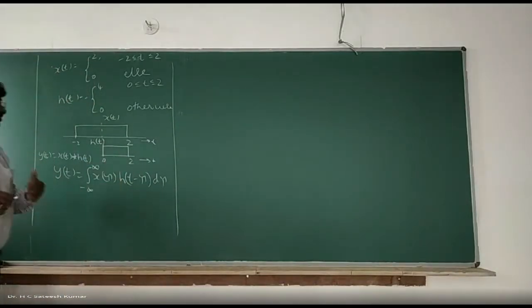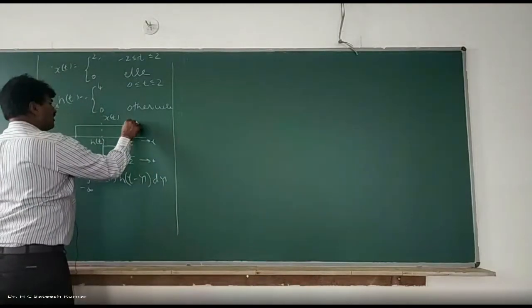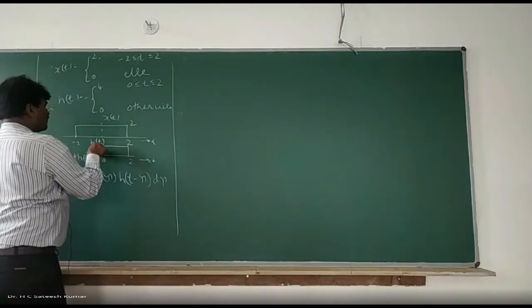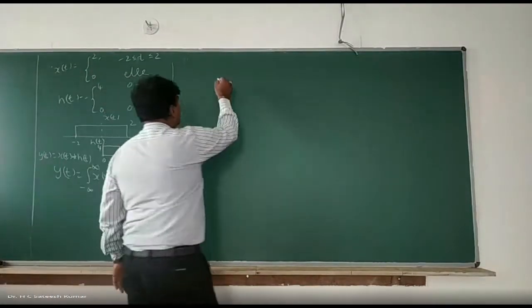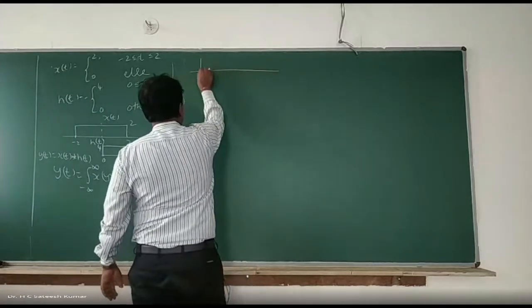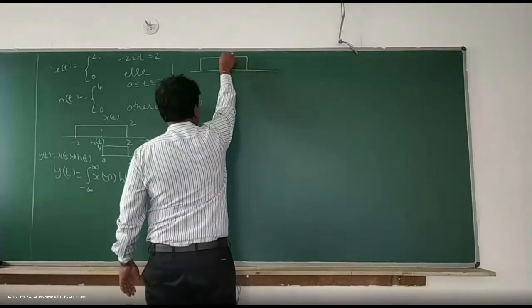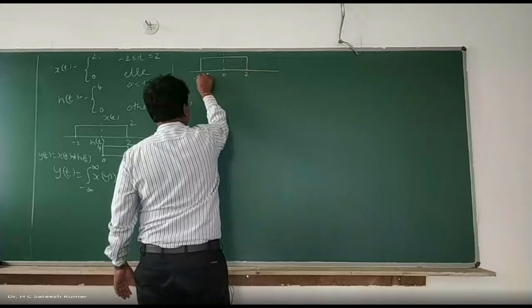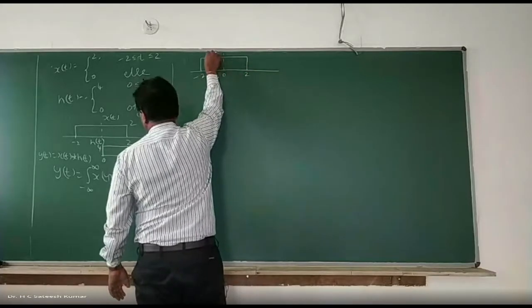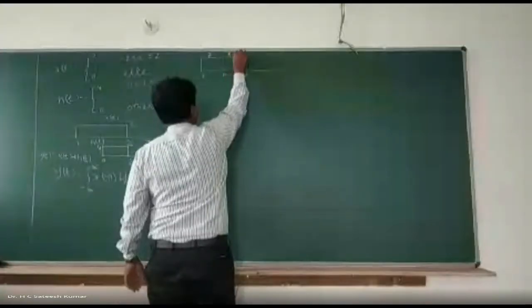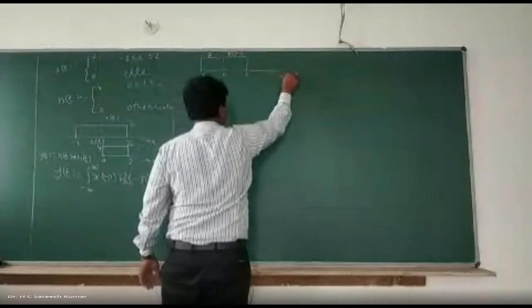X of tau. So amplitude is 2 here. This amplitude is 4. X of tau is from where to where? -2 to +2, amplitude is 2. This is your x of tau on the tau axis.